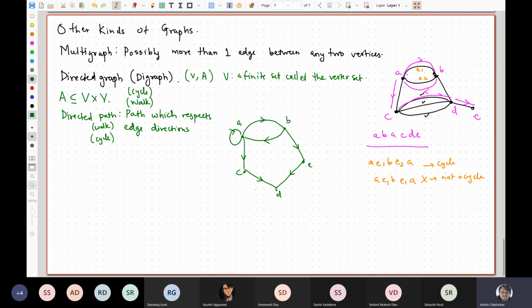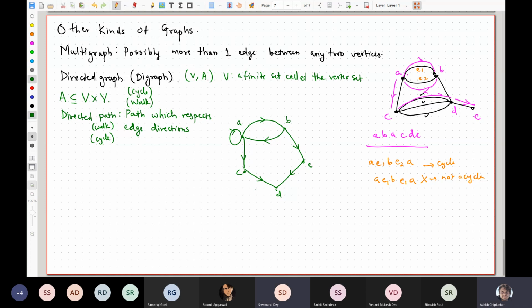Observe that whether it's a multigraph or a directed graph, some results carry over. If there is a path from A to B and there is a path from B to C, then there is a path from A to C. I can say the same thing about walks. The one thing that I cannot say in case of directed graphs, which I could have said earlier, is if there is a path from A to B, then there is a path from B to A. That I cannot say. That is the only difference.